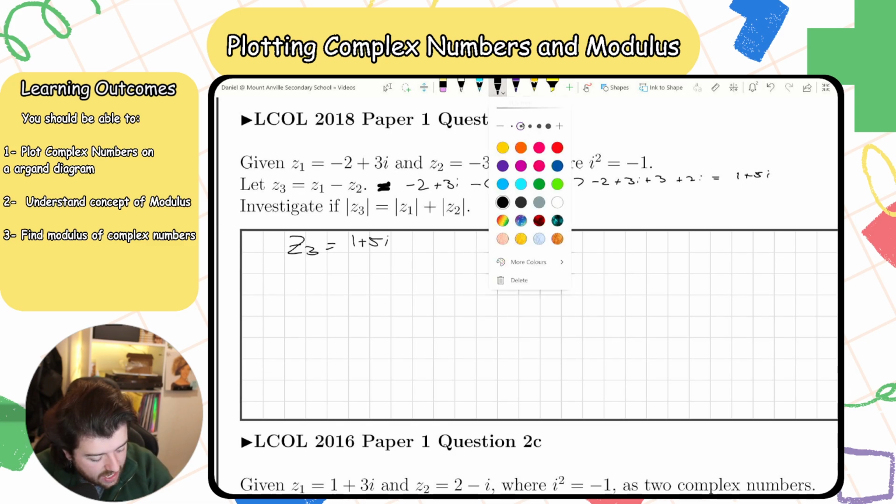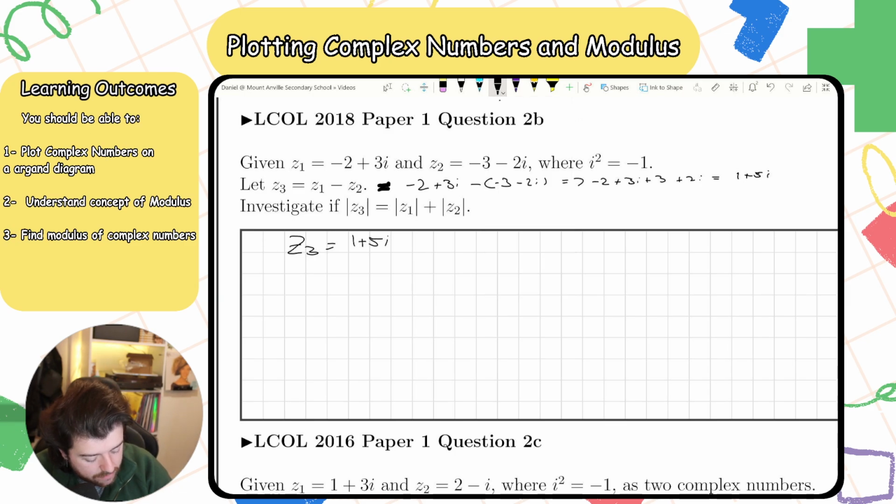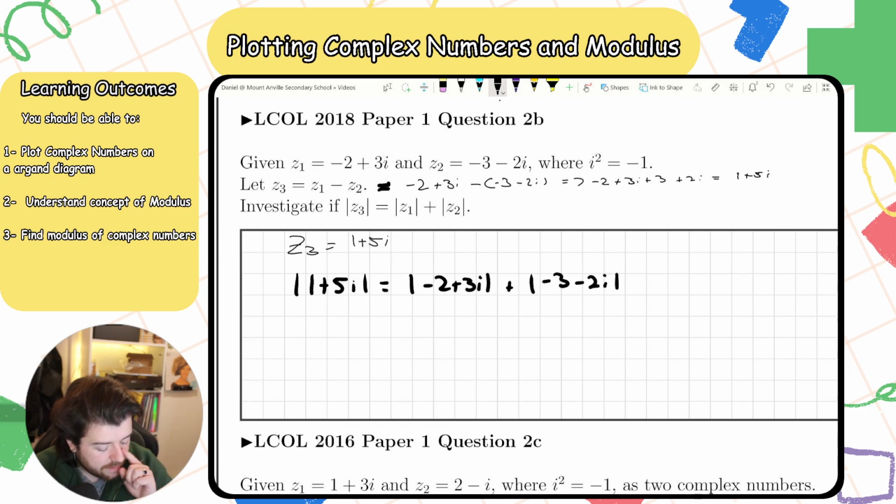So let's see if the moduluses are the same. The modulus of 1 plus 5i equals, so that's equal to the modulus of z1, which is minus 2 plus 3i, plus the modulus of minus 3 minus 2i.